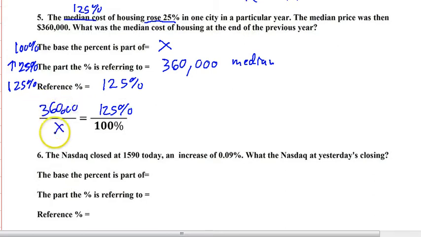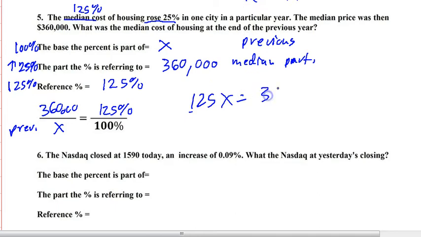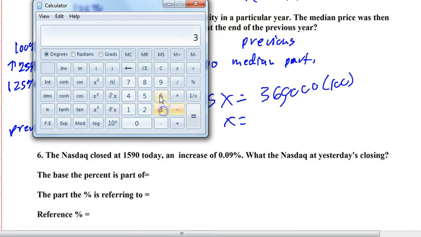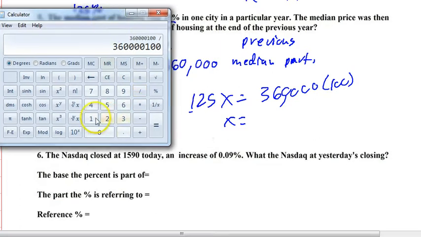360,000, and then the previous year. That's what this is, previous. All right? So that's the particular, median particular. This is previous. Okay, cross multiply. Plug it in. 360,000 times 100 divided by 125. Oops, let's go back. Divide by 125. Let's try this again.